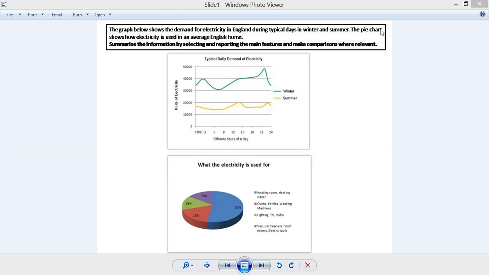Multiple charts में generally क्या होता है? You will be given more than one type of charts. Say for example, जैसे यहाँ पे दिया है, we have line graph over here and there is a pie chart over here. दोनों अलग type के हैं. There is a chance that you get a bar graph and a table over here, right? So such type of a setting is called multiple charts.